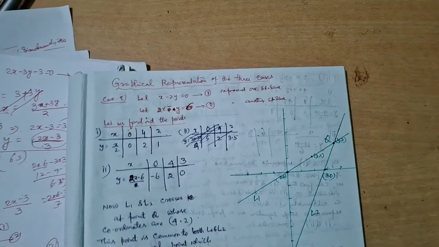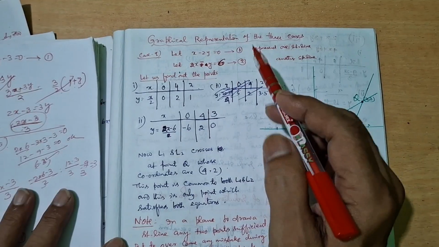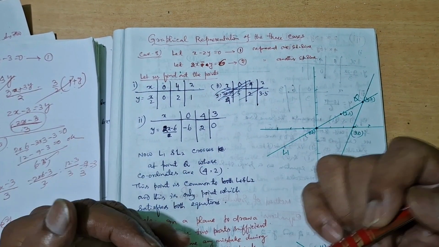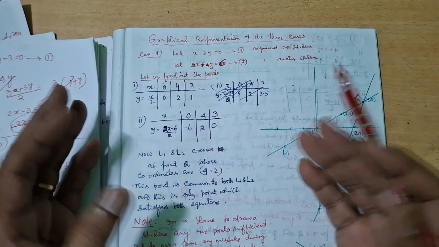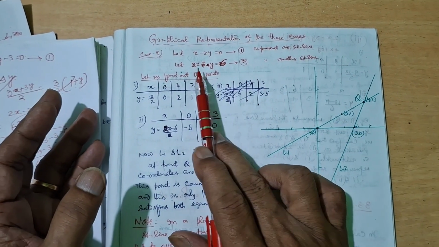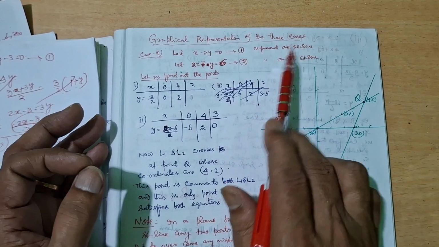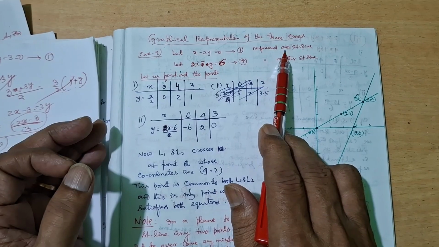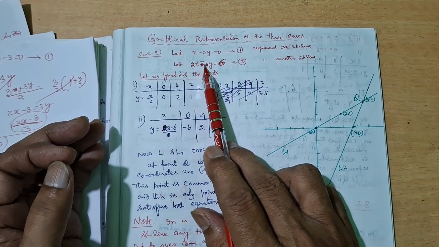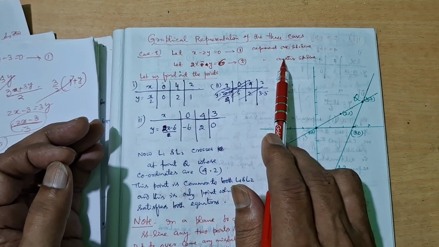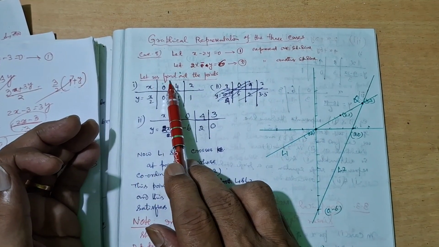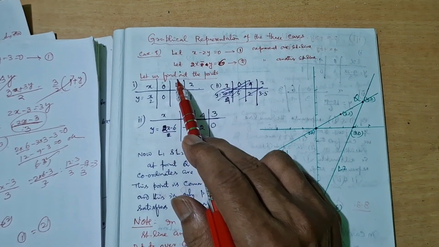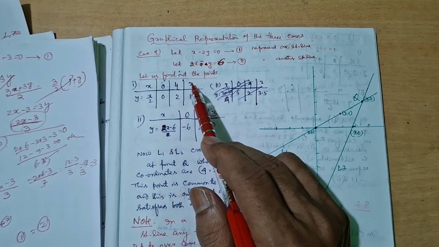Okay. Now, graphical representation of the three cases. Now we want to explain it graphically. How will we graphically represent the three cases? x minus 2y is equal to 0, we represent one straight line. 2x minus y is equal to 6, another line. Let us find out the points. The same process. Equation 1: (0, 0), (4, 2), (2, 1).